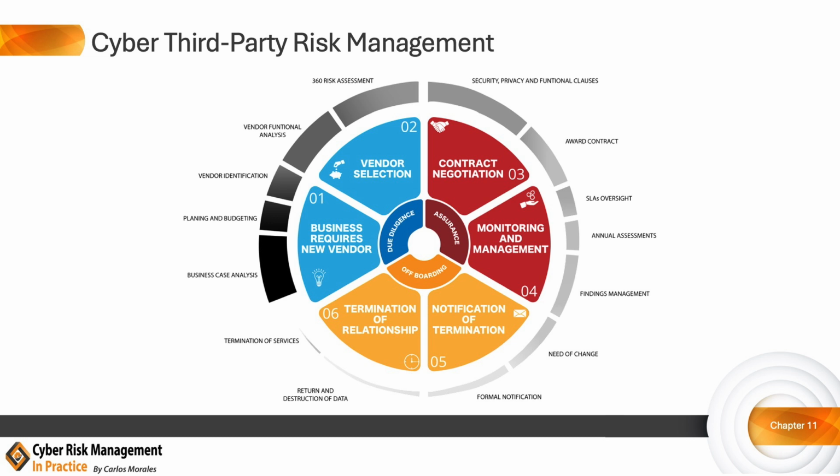What are you assuring? You're assuring that the controls they claimed during onboarding are still in place. Their security posture hasn't degraded. They're meeting performance and service expectations, and that any issues are caught and addressed early before they escalate. This isn't about micromanaging vendors. It's about structured oversight, focused on what matters most.